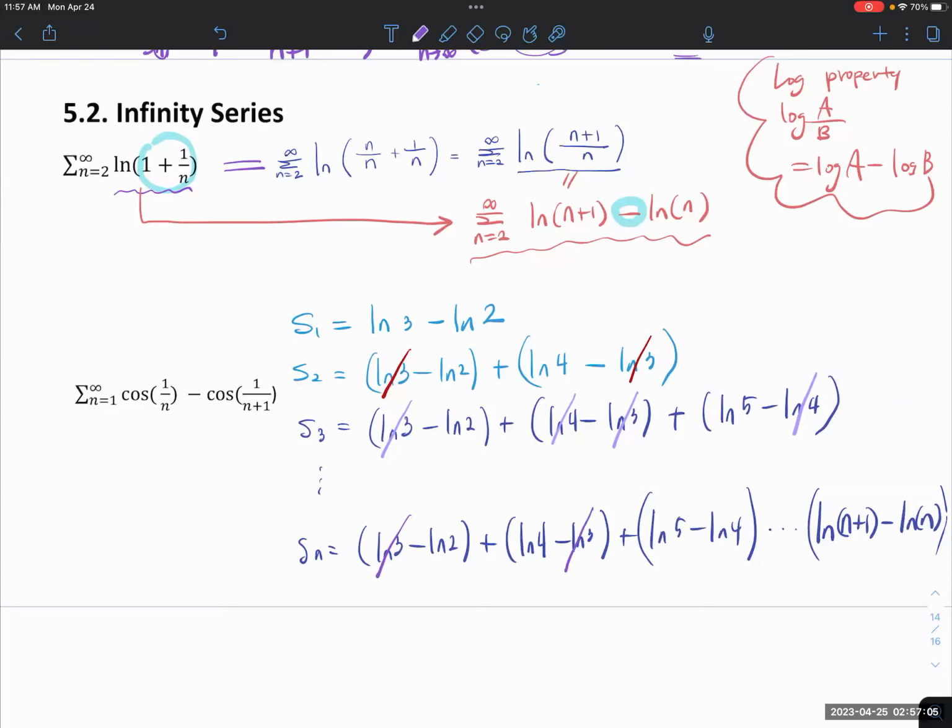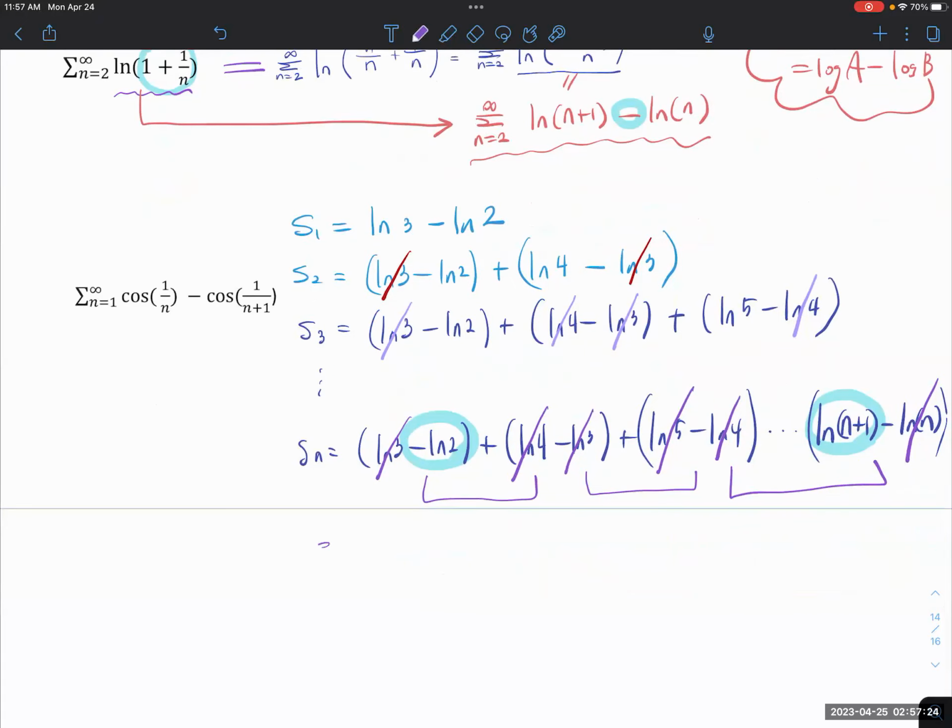ln 3 cancels. So ln 4. So between here, first and last cancel. Between here, first to last cancel. So at the end, you're going to have only negative ln 2, ln(n+2), ln(n+1). This is going to be remaining. So therefore, Sn, we have negative ln 2 plus ln(n+1).